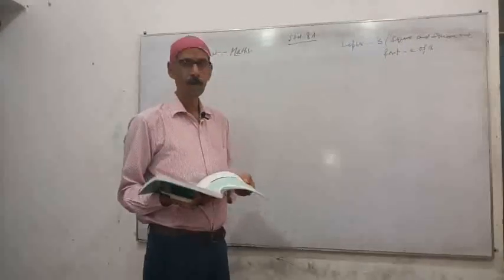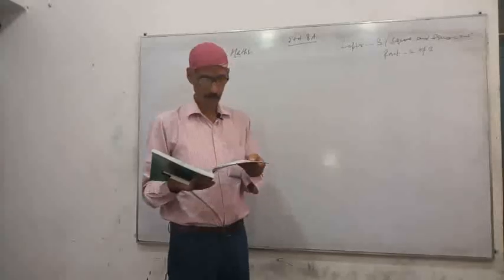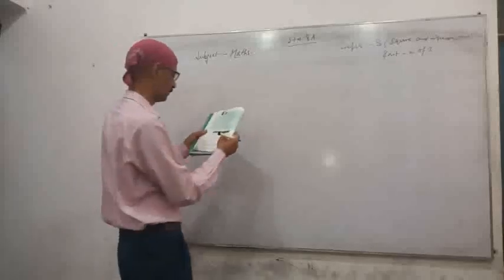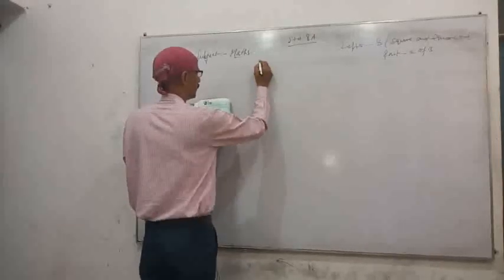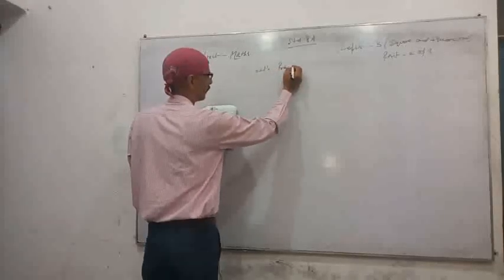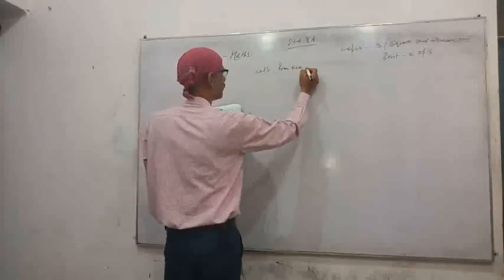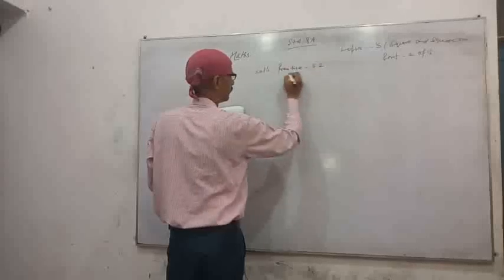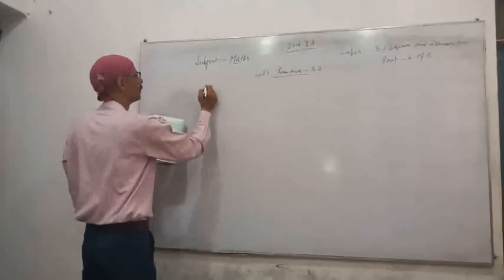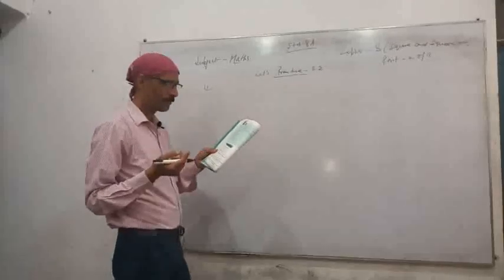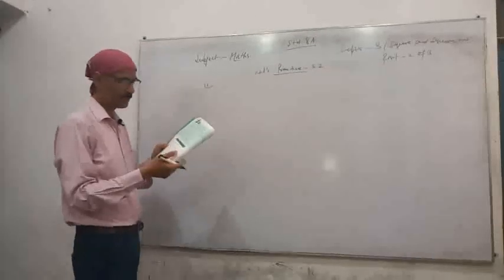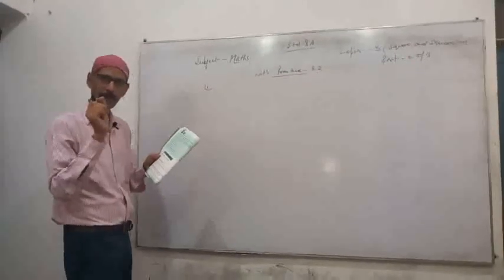Friends, now I am solving some questions of Let's Practice 3.2. Question number 1. Find the square of the following numbers without actual multiplication. Given here are A, B, C, D and E. So I am solving question number 1A.